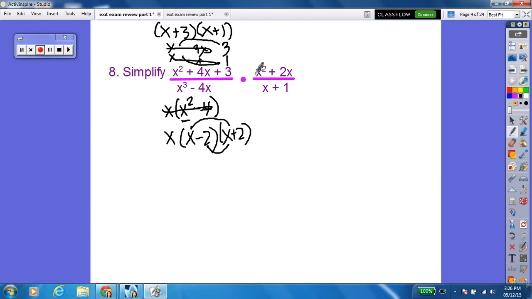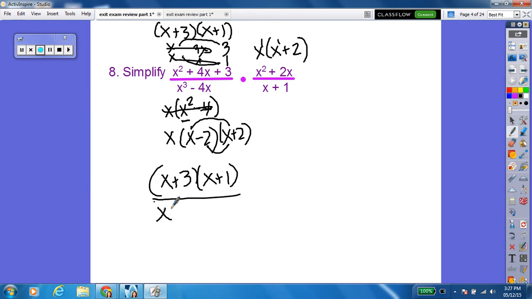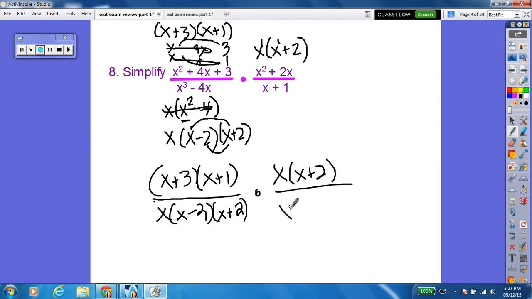Here we have this one. All they have in common is an x. That leaves us with x plus 2. We don't have anything else to do. X's are to the first power. Down here, the x is already to the first power. So I'm going to rewrite it with its factored out versions. And then we're going to multiply. Actually, what we're going to do is cross simplify to make it a bit easier. Times x plus 2 over x plus 1.